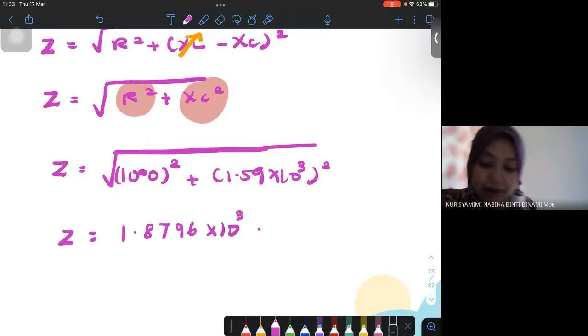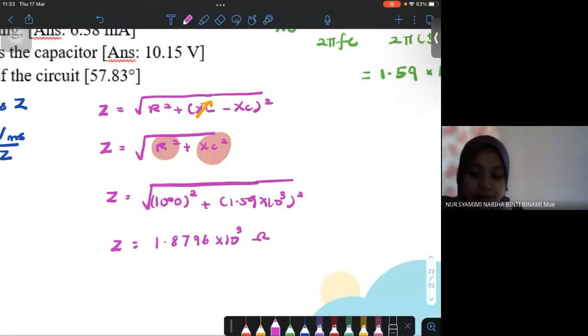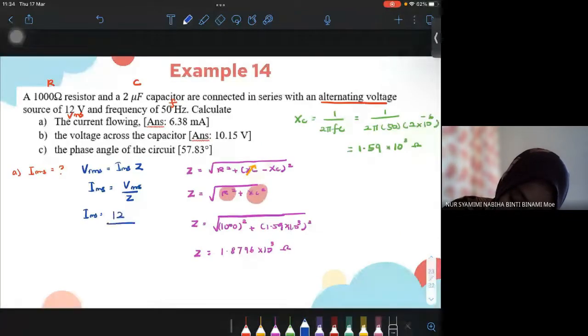Okay. So better bagi lagi banyak supaya kamu akan dapat nilai yang lagi spesifik dengan final answer. So kalau kamu ambil 2 terus dekat sini, dia akan jadi lari sikit jawapan kamu. Okay, so kita cari nilai I. So I RMS sama dengan V RMS, which is 12 volt divided by 1.8796 exponent 3. Okay, berapakah nilai I RMS kita?